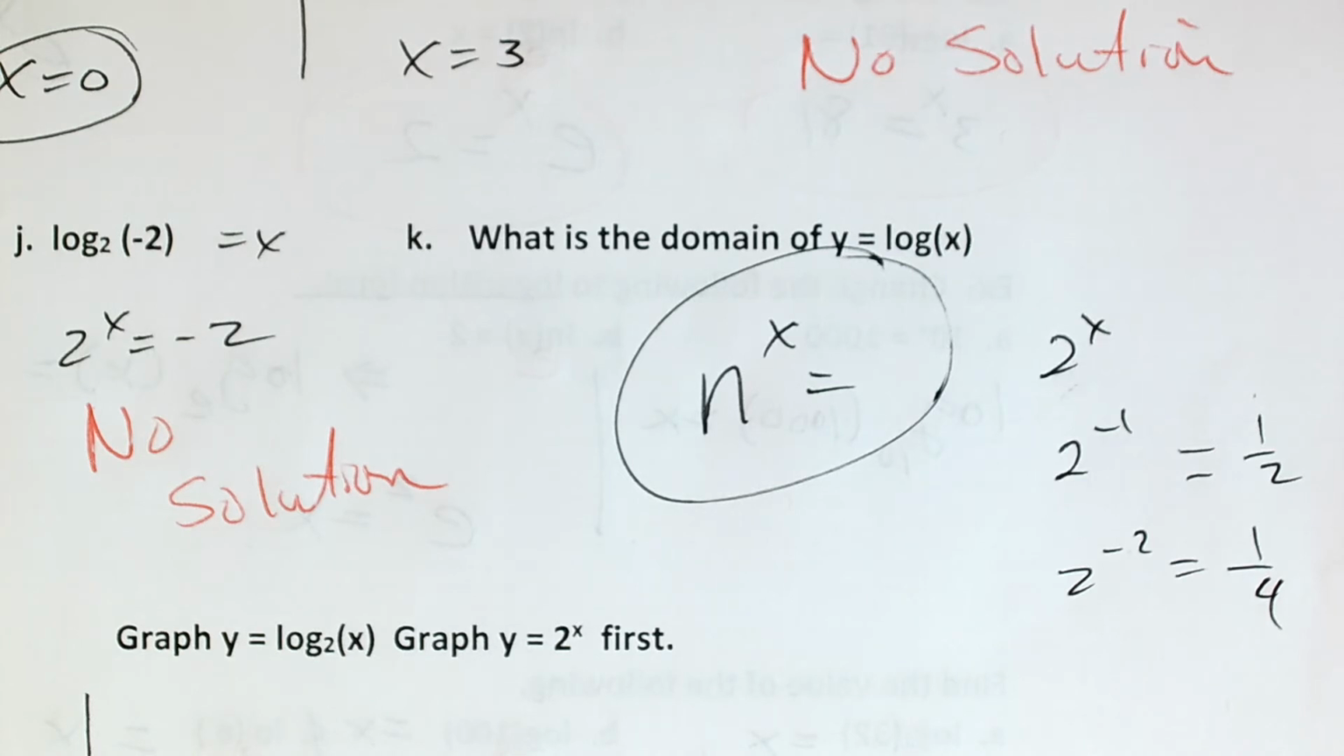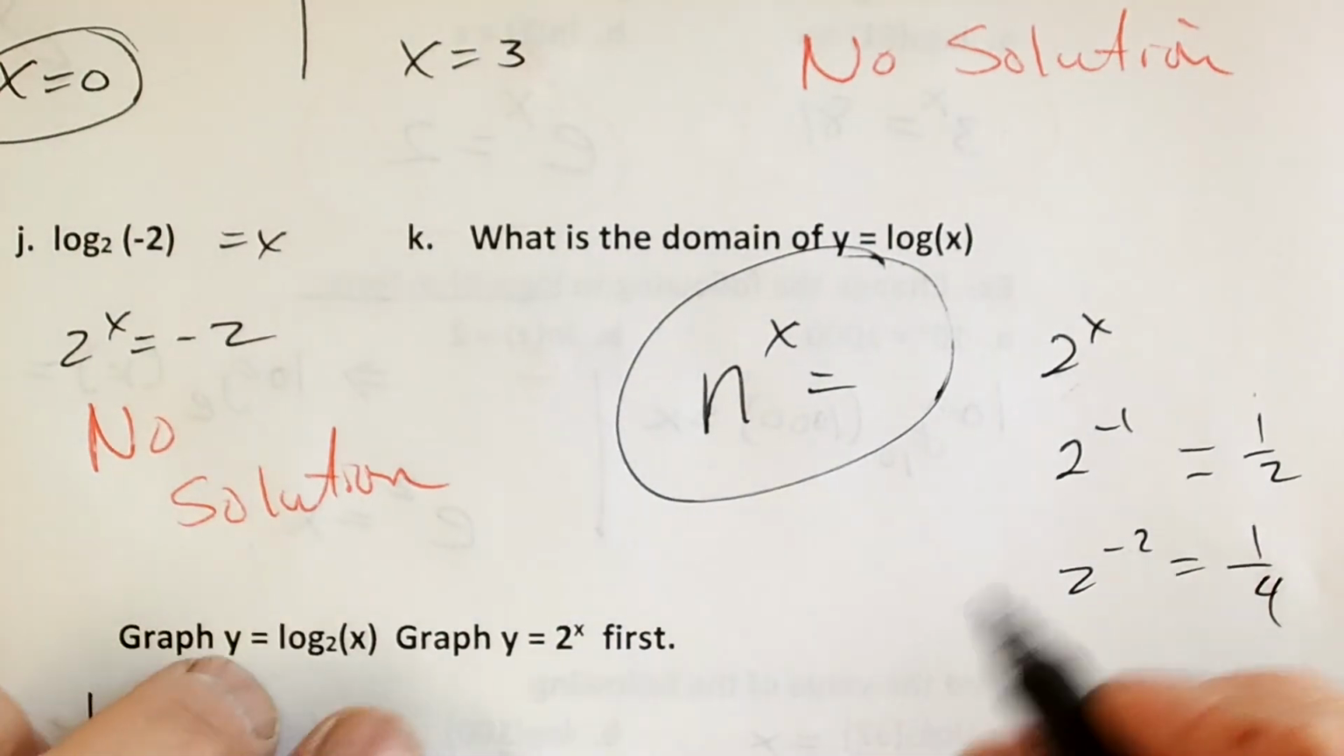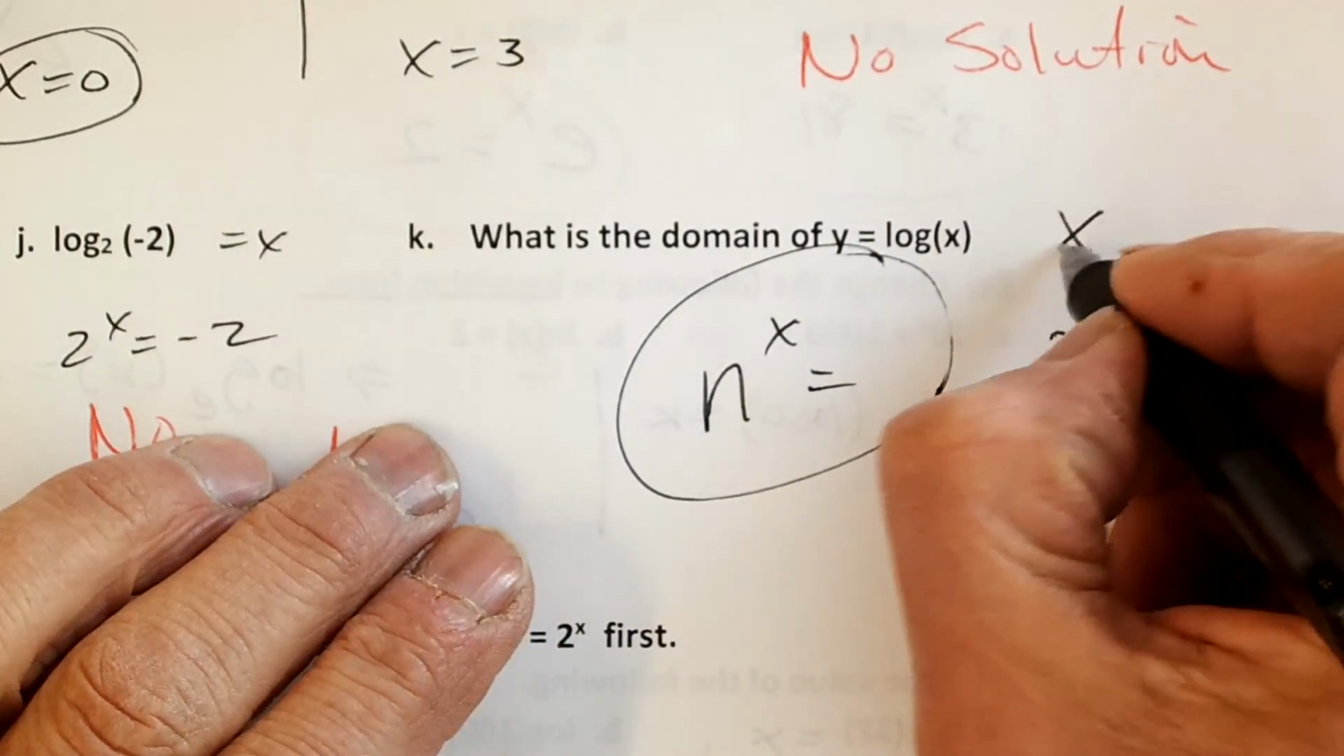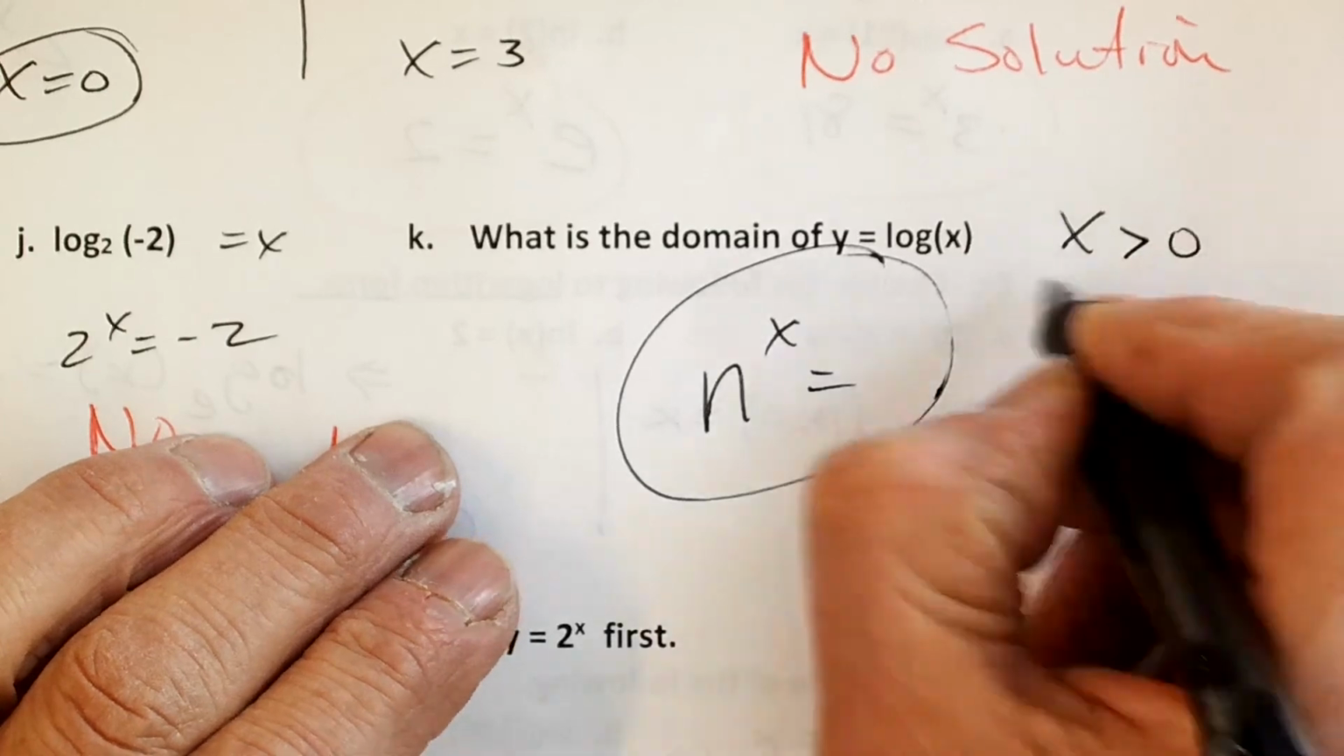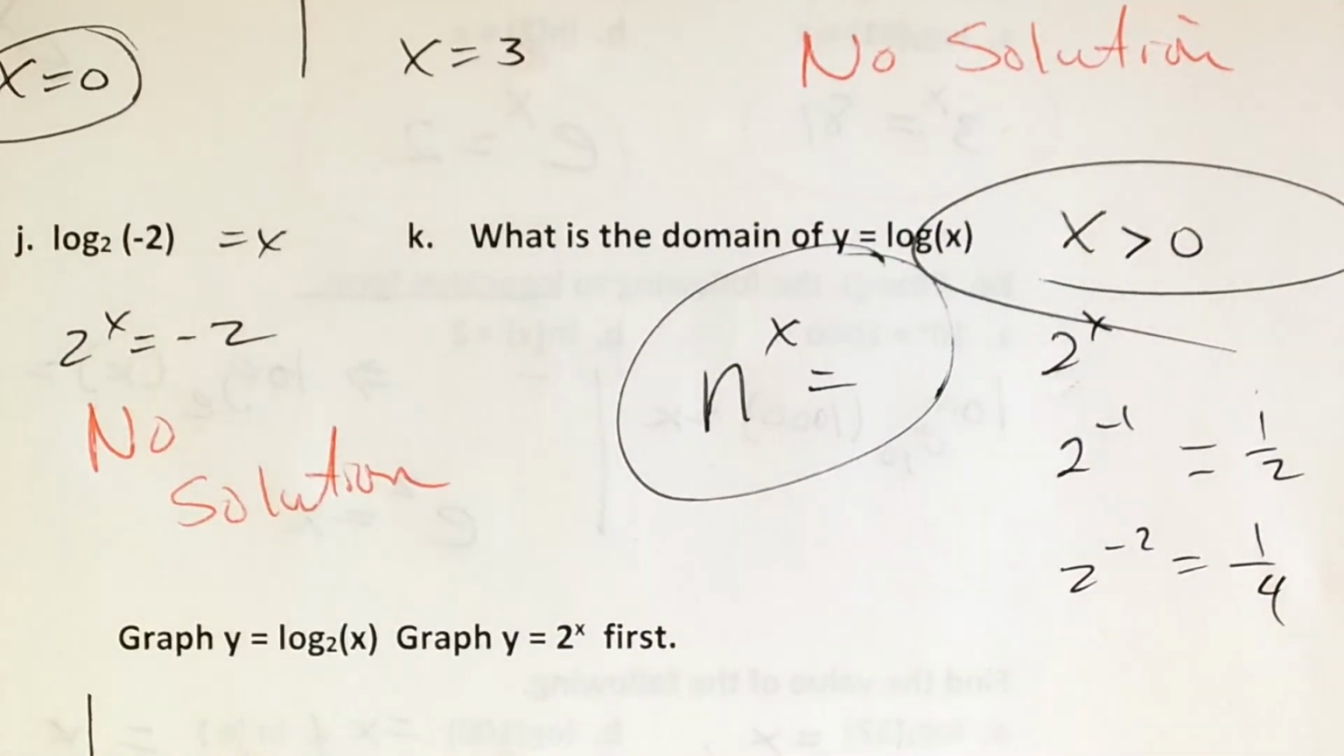So we find out, not only can you not get to 0, but you can't get negatives either. So what we find out is that the domain of any logarithm, any base, is always going to be x has to be greater than 0, okay? So logarithms can't be negative.